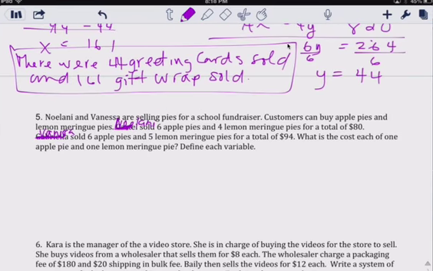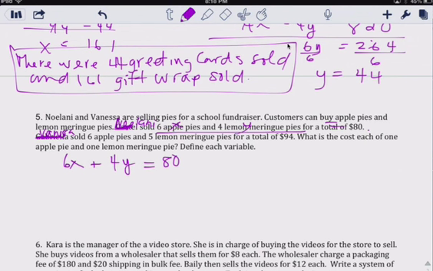Nolani sold 6 apple pies and 4 lemon meringue pies for a total of $80. So she sold this much, equals that much. So 6 apple pies, we don't know how much that costs, so 6 times x for apple pie, plus 4 meringue pies, 4 times the cost of the meringue pie, y, for a total of $80.